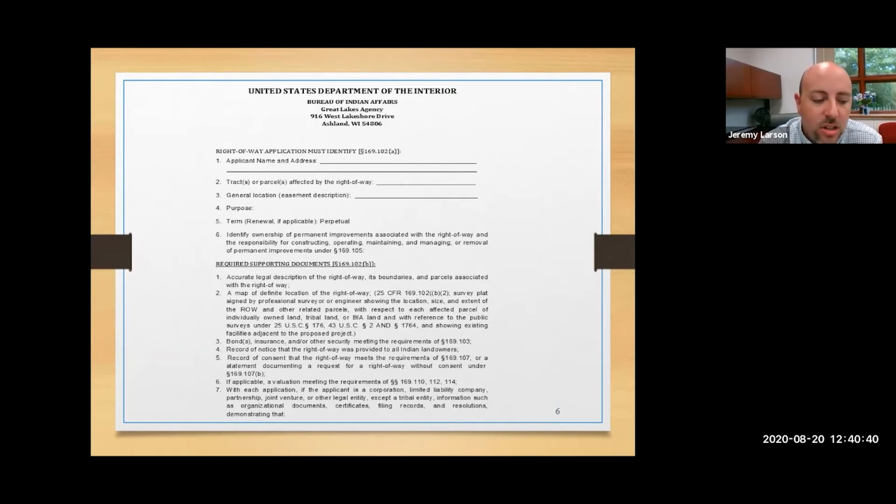The application should also show the location of the right-of-way, which we call the map of definite location or survey. The purpose of the right-of-way, along with the duration, which would be the term. And if, as you can see on this one, it shows perpetual.